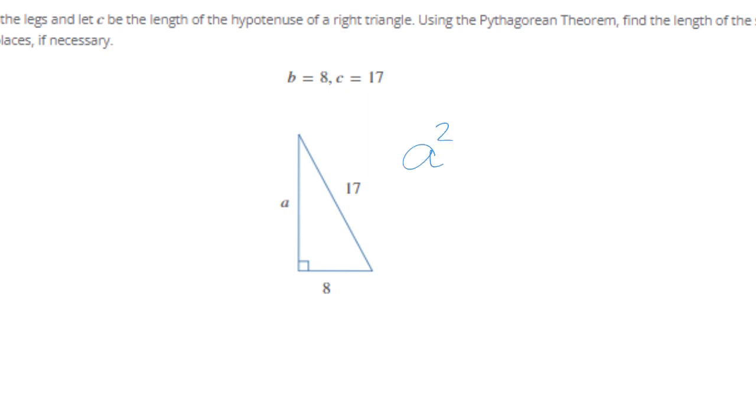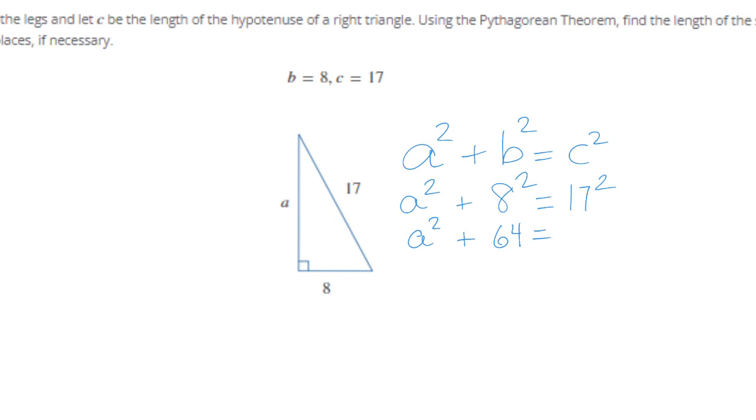All right, still be in the habit of setting it up nice. I'm going to go ahead and write the formula. A squared plus B squared equals C squared. And fill in, I am looking for A squared. I don't know that. Now, B is going to be 8, so that's 8 squared. And C is 17, so that's 17 squared. Right, so A squared plus 8 squared is 64. I do not know what 17 squared is, so 17.